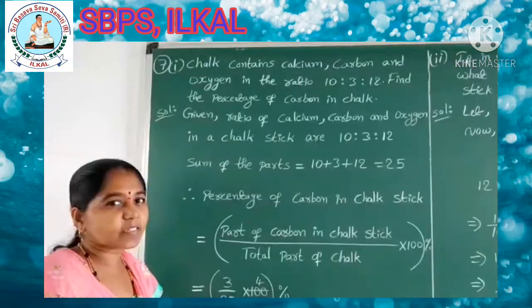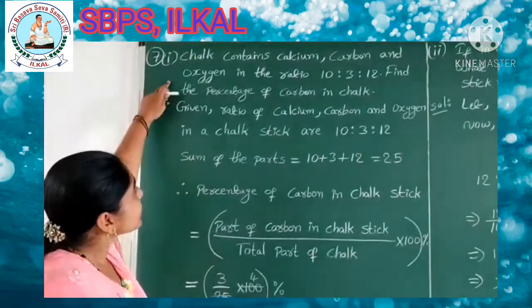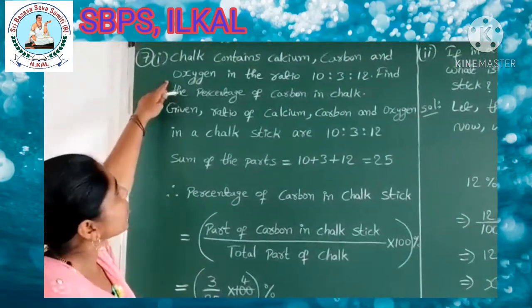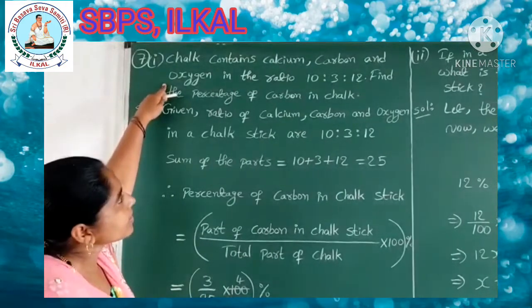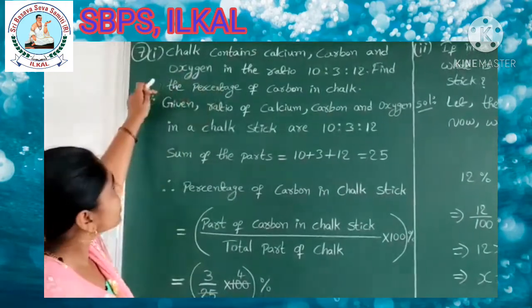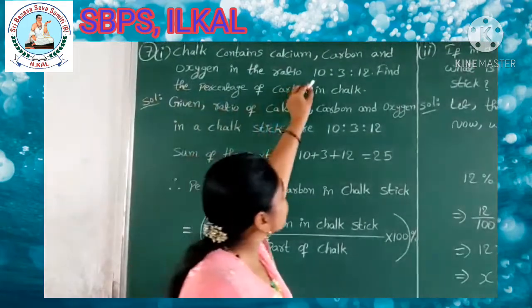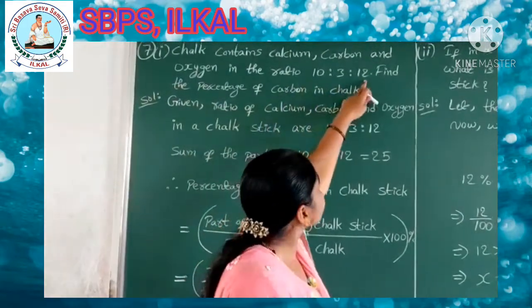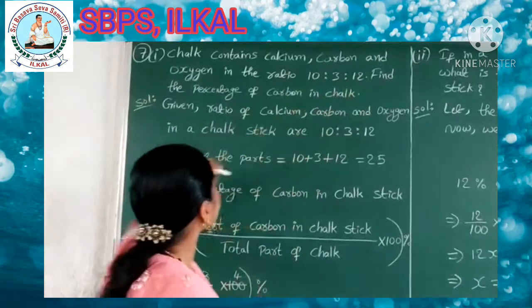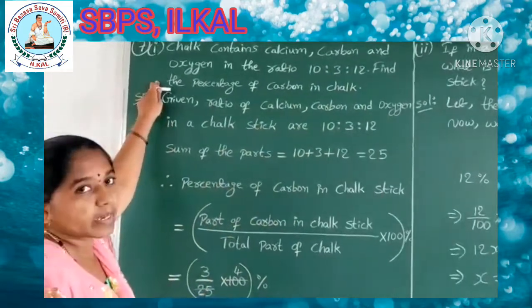That is, the cost price of the washing machine is 16,875. Next question, children. Chalk contains calcium, carbon and oxygen in the ratio 10:3:12. Find the percentage of carbon in chalk. Here calcium, carbon and oxygen are given in ratio, and we have to find the percentage of carbon in chalk.